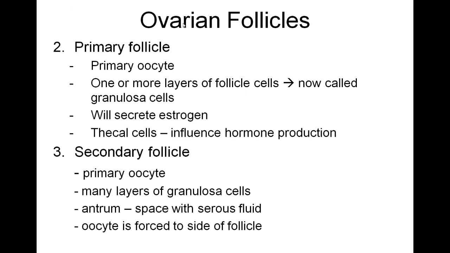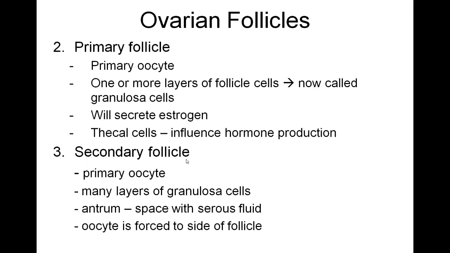Okay, the primary follicle contains a primary oocyte, and it starts to get a little more complex. They have one or more layers of follicle cells around them. Those cells are called granulosa cells. Okay, and they're going to make estrogen. There's also thecal cells in there, and they're going to influence hormone production as well. The big ones we're worried about are these granulosa cells.